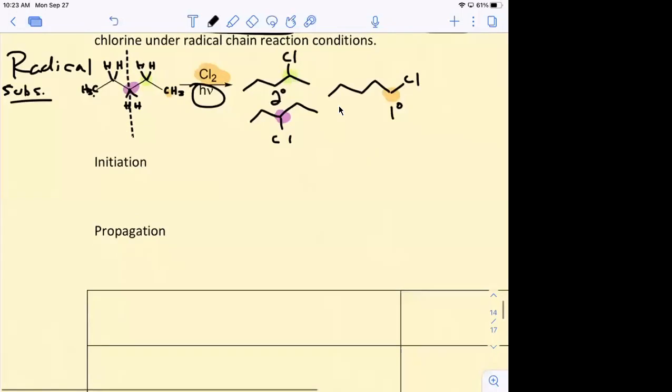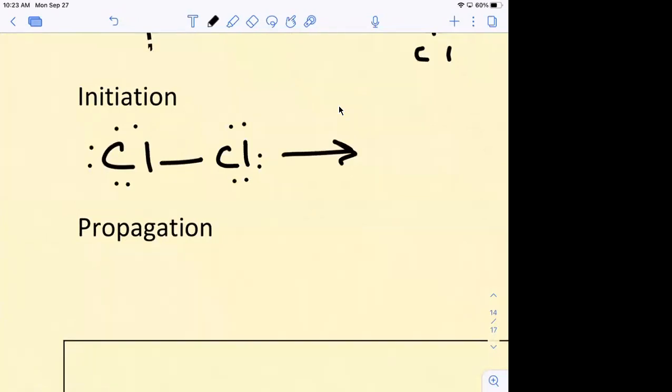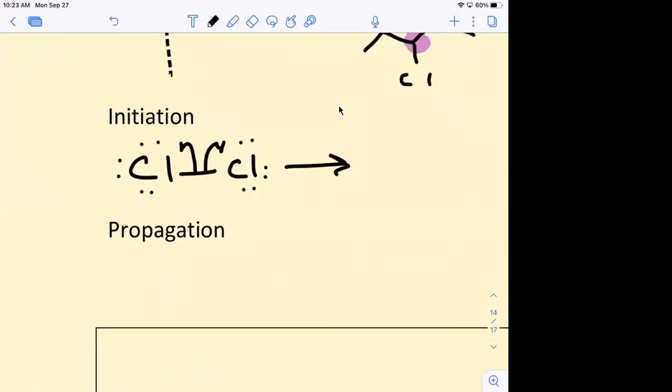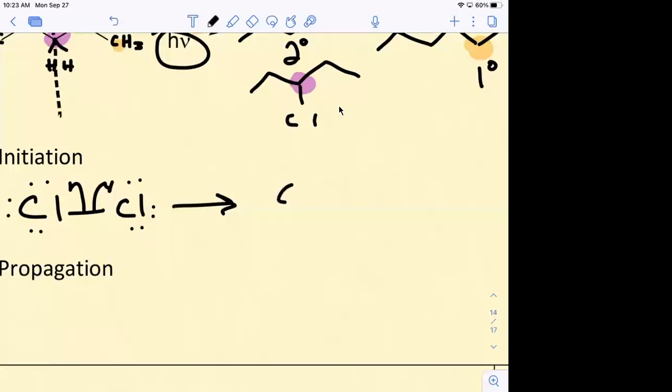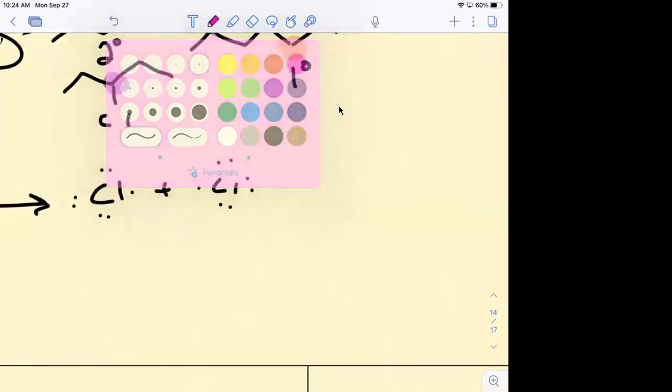All right. So in the initiation, what's going to happen? Somebody who watched one of those two videos, what happens in initiation? The chlorine, the two chlorines, they have the valence electrons around them, and then they have single-headed arrows pointing towards the chlorines. Like that? Yes. Right. So it's homolytic cleavage of chlorine. Is that right? Yes. All right. So this initiation step, my chlorine is my initiator.